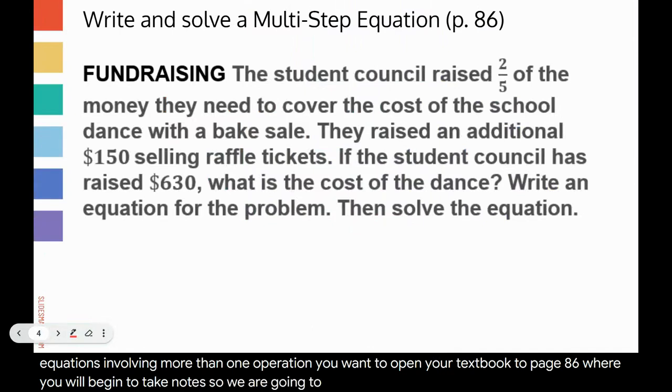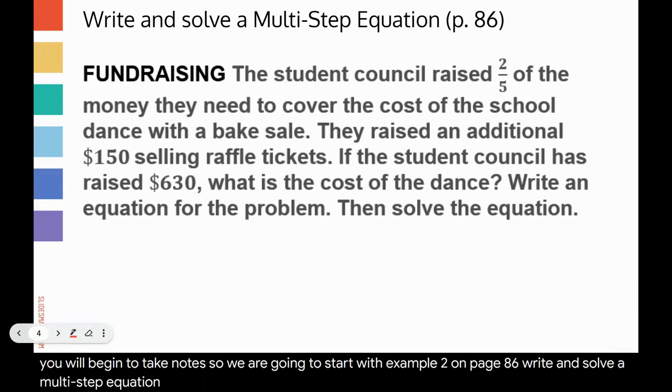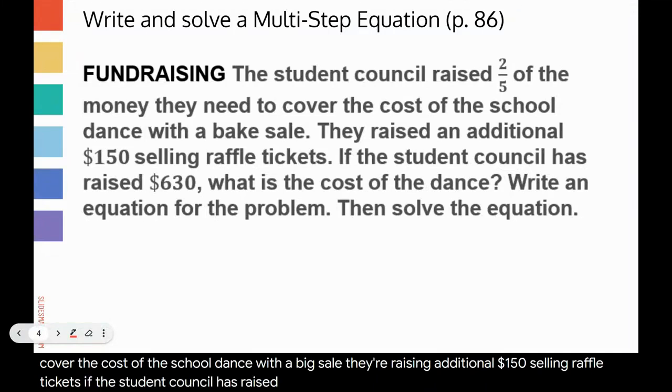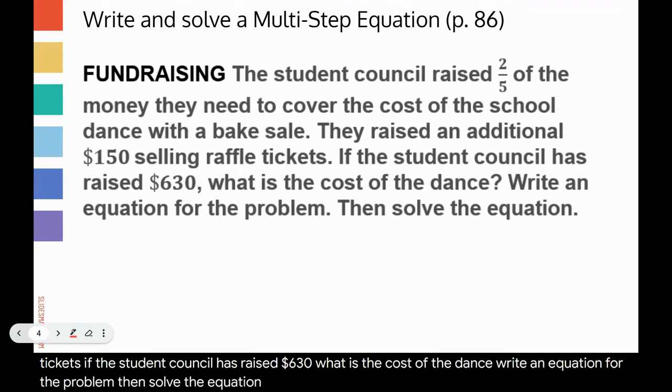So we are going to start with example 2 on page 86. Write and solve a multi-step equation. So fundraising: the student council raised 2/5 of the money they needed to cover the cost of the school dance with a bake sale. They raised an additional $150 selling raffle tickets. If the student council has raised $630, what is the cost of the dance? Write an equation for the problem, then solve the equation.